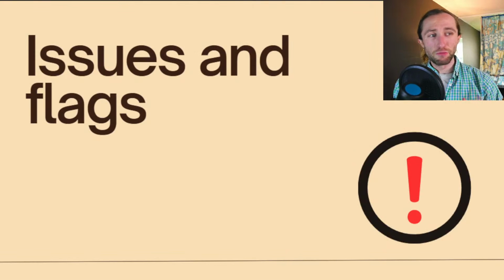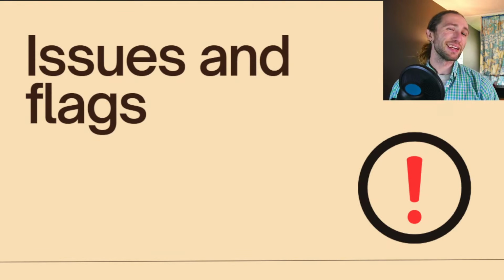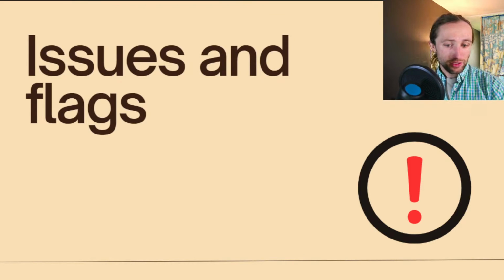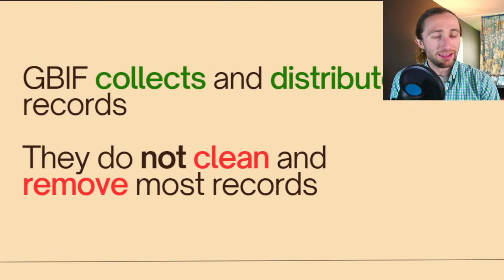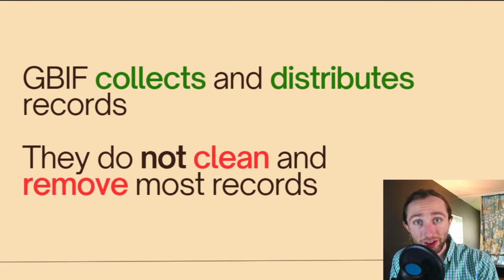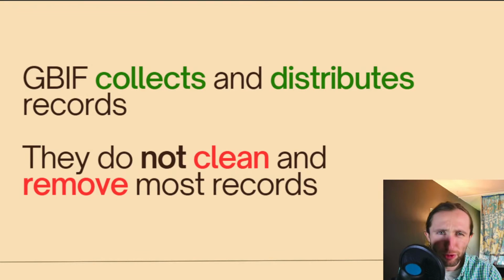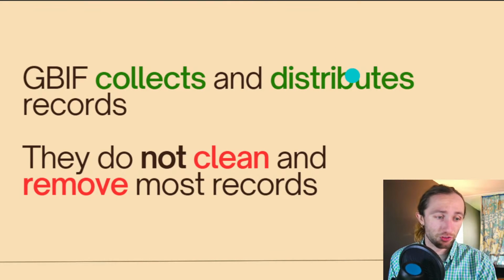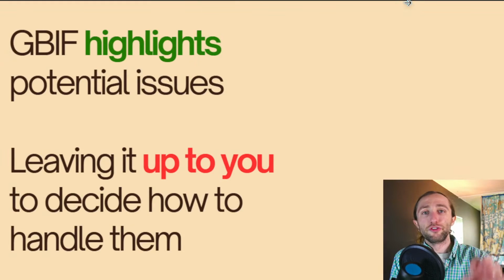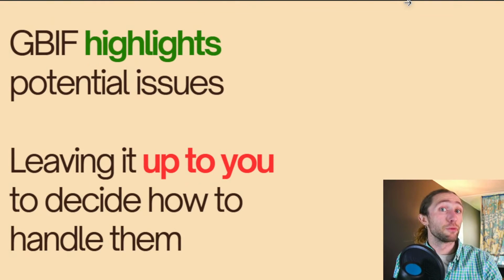So you may have noticed that there were many issues and flags. So with any data, you're going to run into data issues. This is something I need you to understand about GBIF. GBIF collects and distributes records. They do not clean and remove most records. They will remove records on occasion, but it is very rare they do so. This is because GBIF prefers to highlight potential issues, leaving it up to you to decide how to handle them.